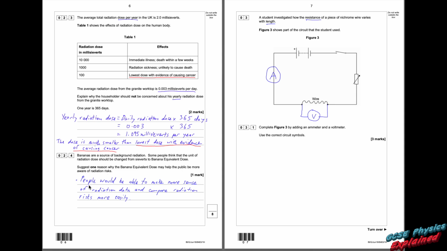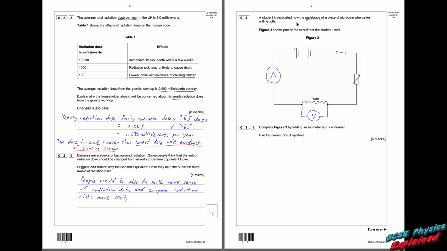Well, people would be able to make more sense of the radiation data and compare radiation risks more easily. So if you saw a certain dose, you could say, oh, that's the equivalent of the dose from 4 bananas. So you'll realise it's nothing to worry about.